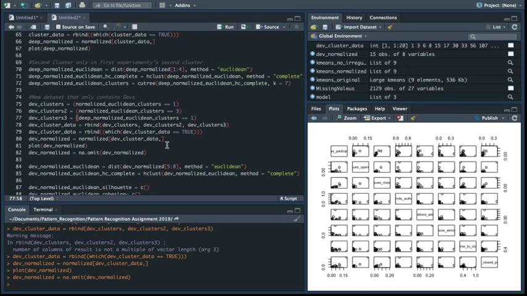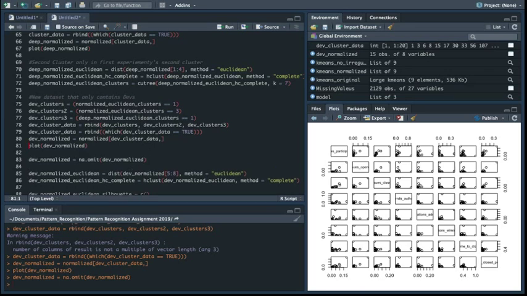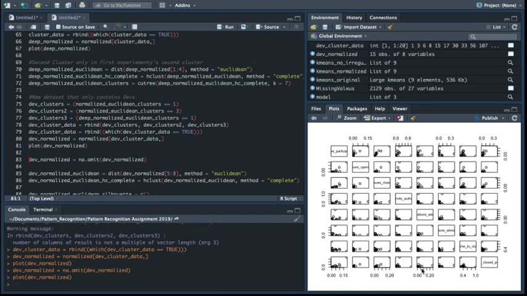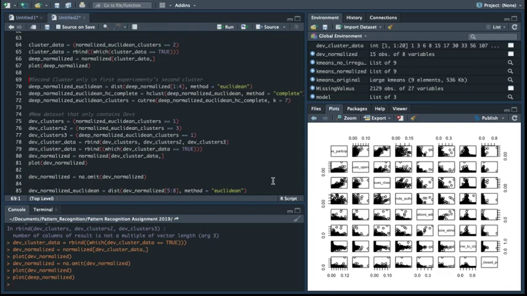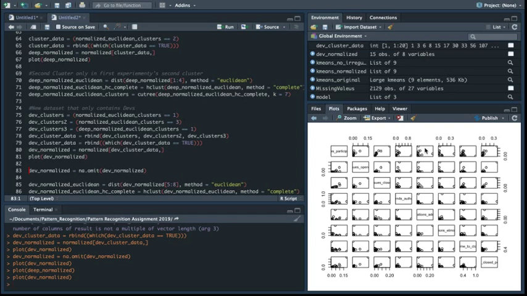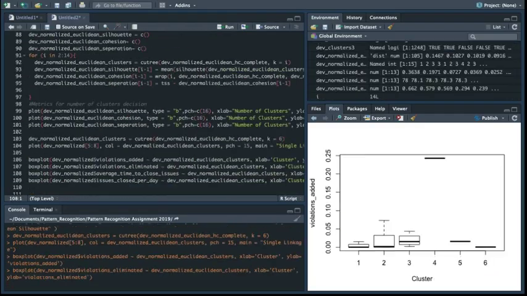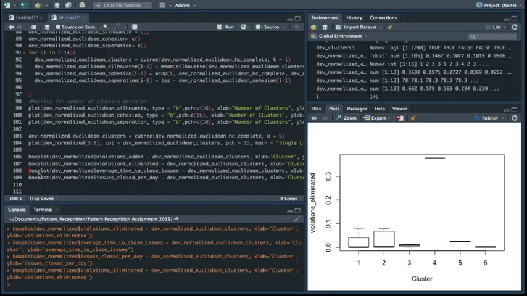So I can plot the data now, and here, what did I plot before? Okay, look how big the data was, and look how many developers there are. So all these points that we have now in the dev normalized dataset are only the developers from our dataset. Again, I'm going to eliminate all the missing values and now calculate the distance of the four metrics.